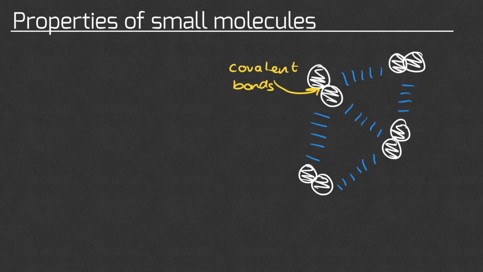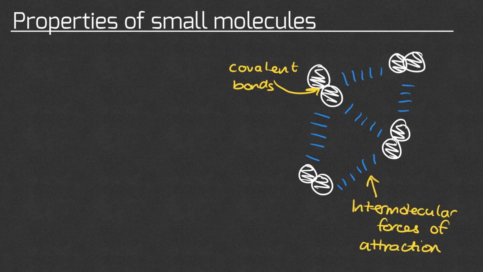There are covalent bonds between the different atoms in the small molecules. But the small molecules themselves are held together by intermolecular forces of attraction. When we boil or melt a substance, it is the intermolecular forces which are broken, not the covalent bonds. So if this substance was going to be boiled, all the molecules would remain intact, but the forces between the different molecules would be overcome.